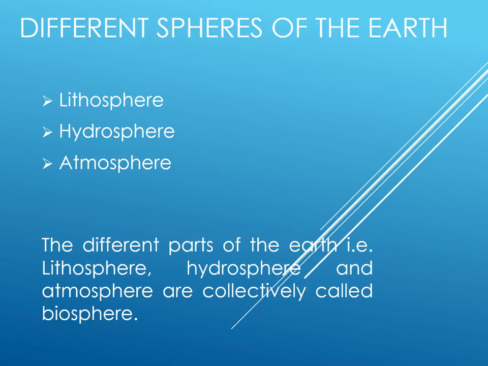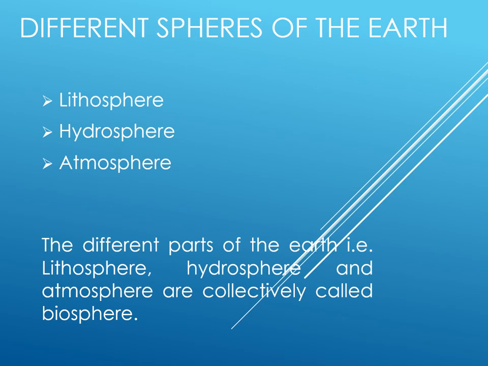Students, let us take the different spheres of the earth. So what are the different spheres of the earth? They are the lithosphere, hydrosphere, and atmosphere. They are collectively known as biosphere. Biosphere supports all the life forms which are present on the surface of earth, and it extends 11 kilometers deep into the sea and 10 kilometers up into the air from the earth's surface.